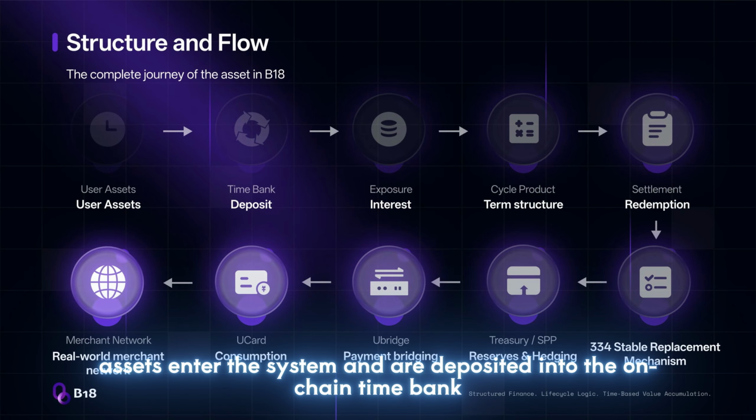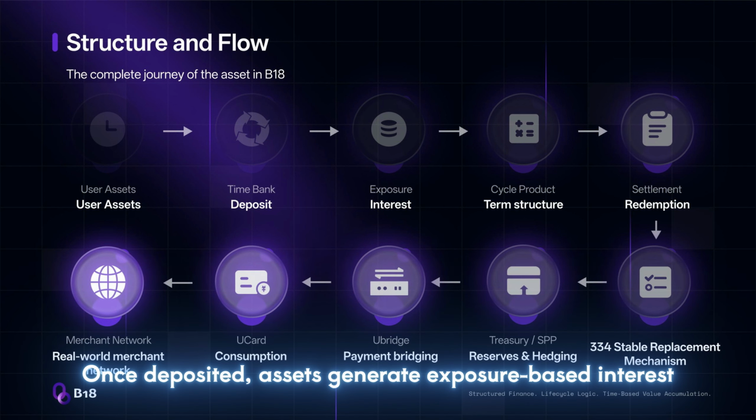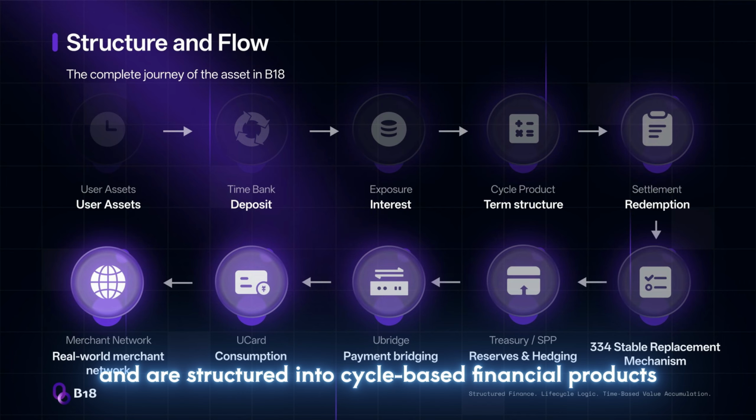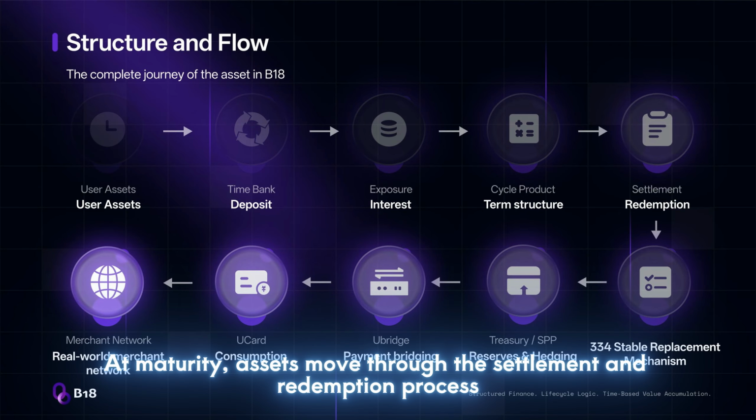User assets enter the system and are deposited into the on-chain time bank. Once deposited, assets generate exposure-based interest and are structured into cycle-based financial products with defined terms. At maturity, assets move through the settlement and redemption process.